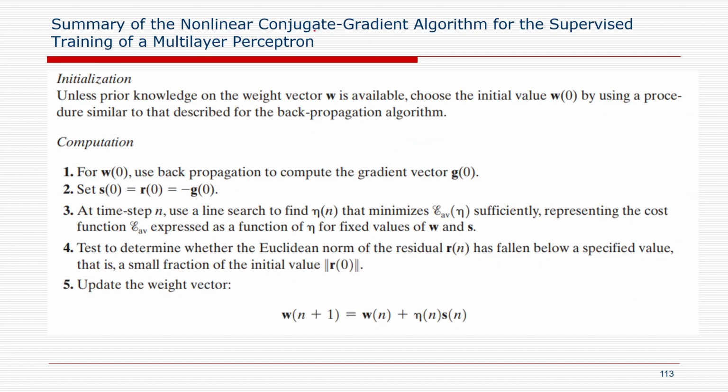Now, starting with the algorithm of the nonlinear conjugate gradient algorithm for supervised training of multi-layer perceptron. That is, when we are training a multi-layer perceptron, instead of using gradient descent, because until now in the class, when we have to update the weights, w(n+1), we took w(n) minus the learning rate times the gradient, that is, the rate of change of the error with respect to the weights, because we used to move in the negative direction. That is how we are updating.